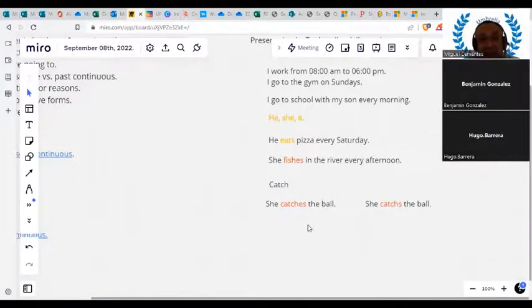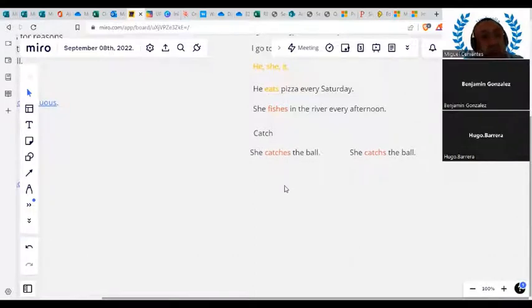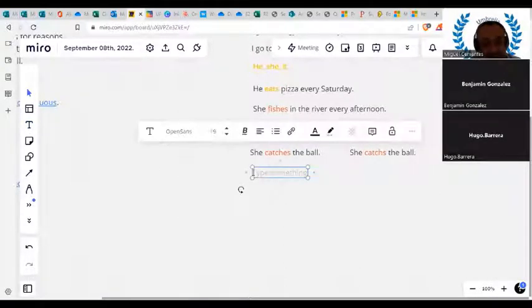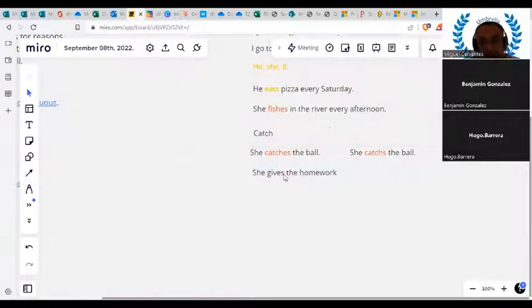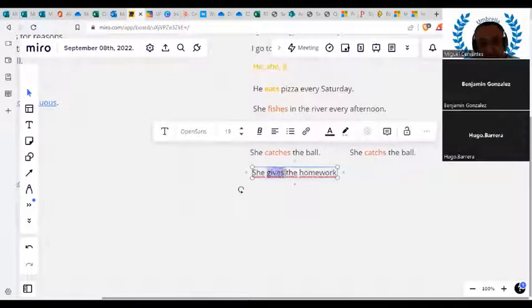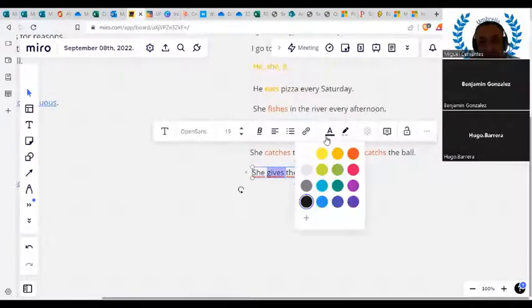She catches the ball. How do you say, Hugo, "ella entrega la tarea"? She gives the homework. Very good. She gives the homework. Okay. Excellent. She gives the homework.